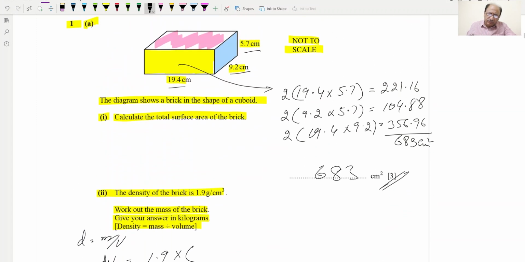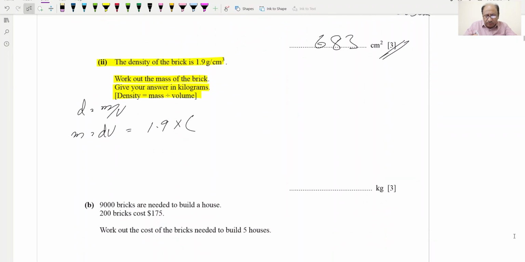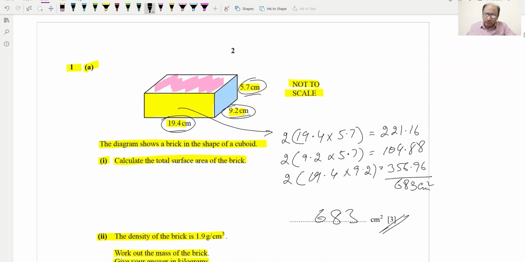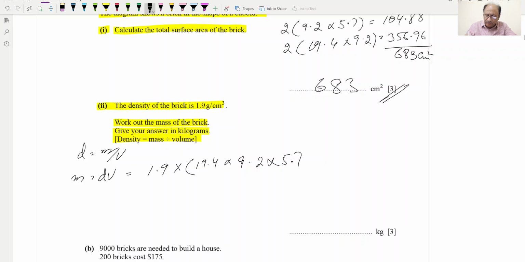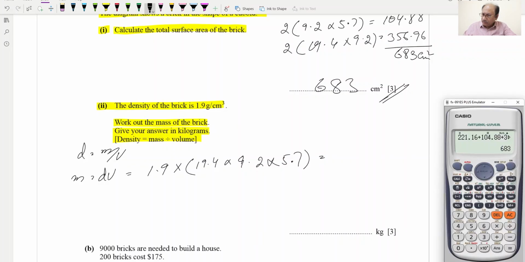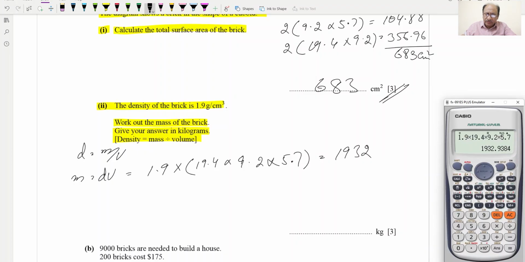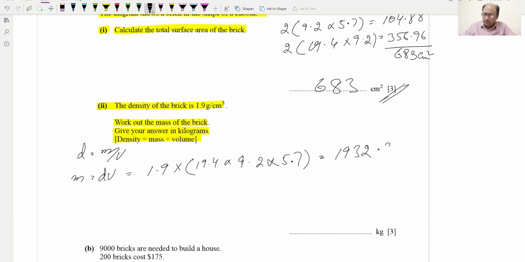Volume we are multiplying length into width into height. So three dimensions we will be writing: 19.4 multiply by 9.2, and the third dimension is 5.7. So 1.9 is multiplied by 19.4 multiplied by 9.2 and multiplied by 5.7, and it's resulting to 1932.94.